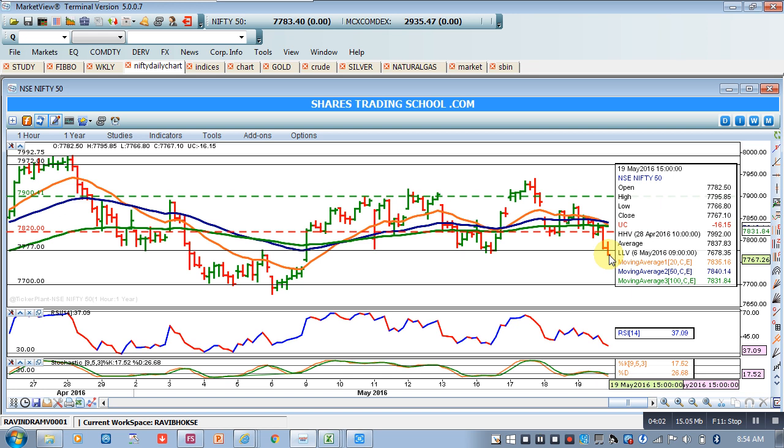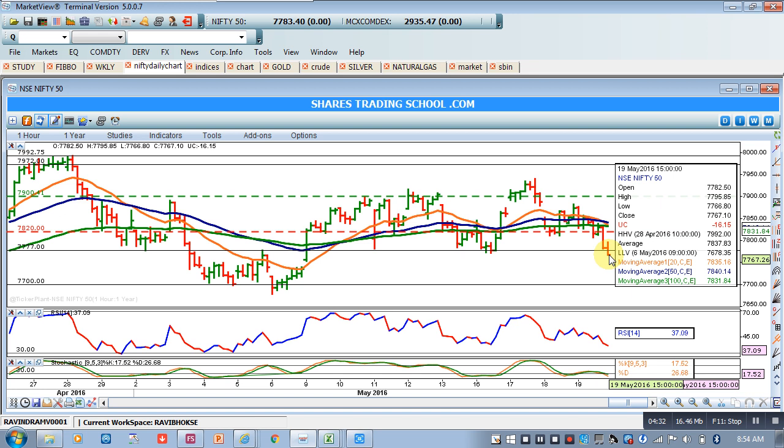Our stop loss should be above 7820. So above 7820 you can put a stop loss when Nifty breaches the 7760 level on the downside, and we should exit much before 7700, rather around 7710, you should come out of the trade. This is a strategy, but do not forget to keep your stop loss above 7820.